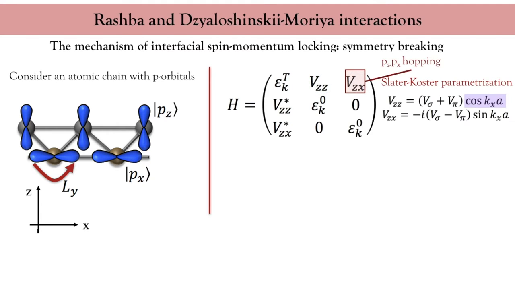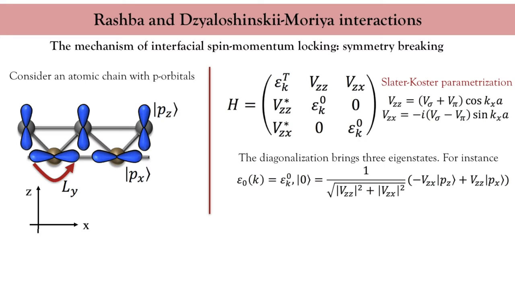The V_zx term is the coupling between the top pz and bottom px orbitals. It is now proportional to the sine of k_x a, because the hopping integral between the px and pz orbitals is spatially anti-symmetric. I can now extract the eigenstates and eigenvalues of this Hamiltonian and obtain three non-degenerate bands. I will not do that here. This would be way too long and cumbersome. I will just consider one band, the band with eigenenergy epsilon zero. The corresponding state looks like this and is a superposition between the px and pz orbitals of the bottom chain.